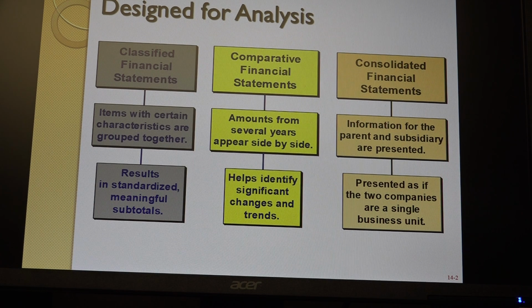When you have a company that has a parent company and at least one subsidiary, but possibly more subsidiaries, you're going to have consolidated financial statements. And what that does is it takes all the financial performance of all the companies and puts the numbers together so that it looks like one company, one consolidated company, because it really is one company.